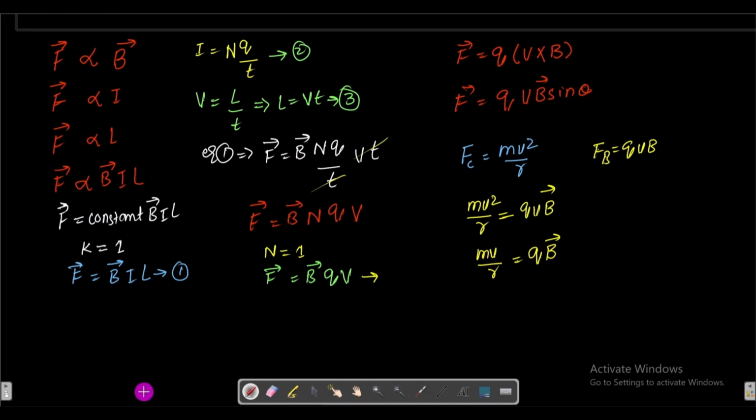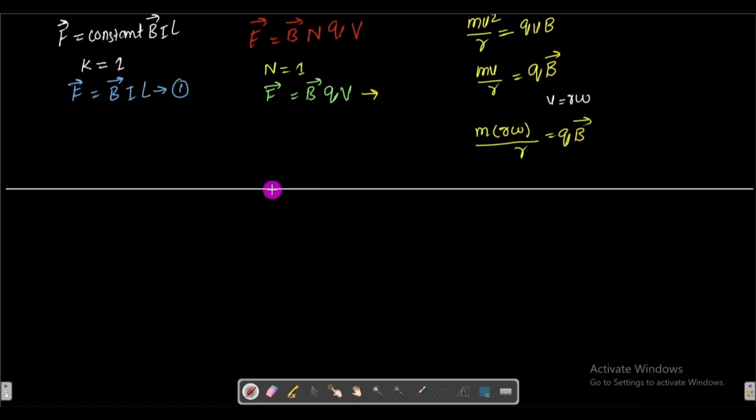So v is equal to r omega, where omega is the angular velocity. So here this becomes m, and instead of v we will put r omega divided by r, which is equal to q and the magnetic induction. So in this equation r and r will be cancelled, and here we have m omega, which is equal to q and the magnetic induction.